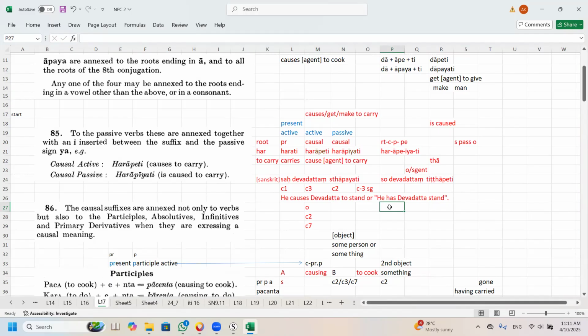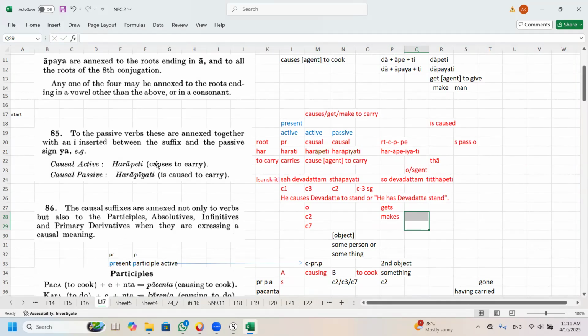But of course, you don't feel it that way, because we are so used to the word cause. And if we forget, if you change this word to he gets Devadatta stand, this is also causative. Or you say he makes Devadatta stand. This is also causative. You see, causative translation in English, you can get different types of format. This is the most important on the causative.